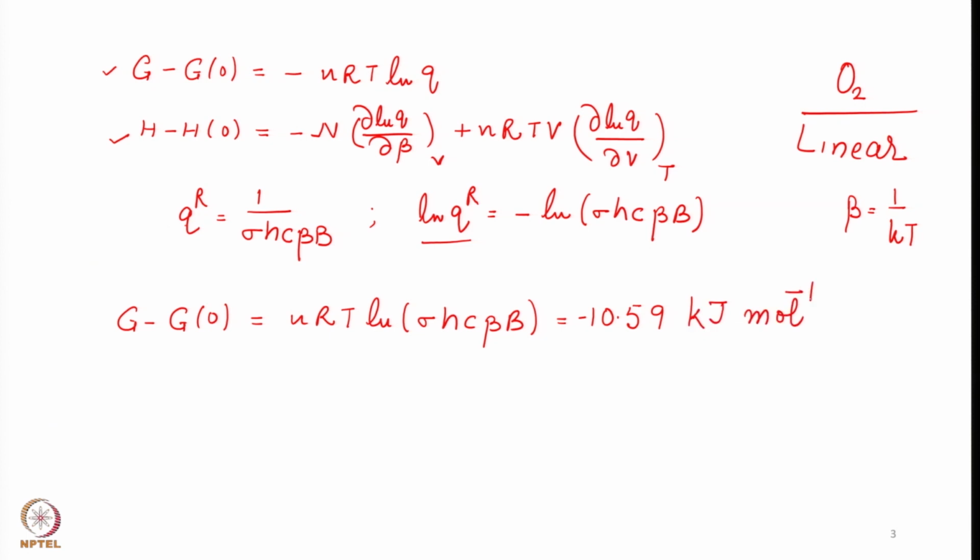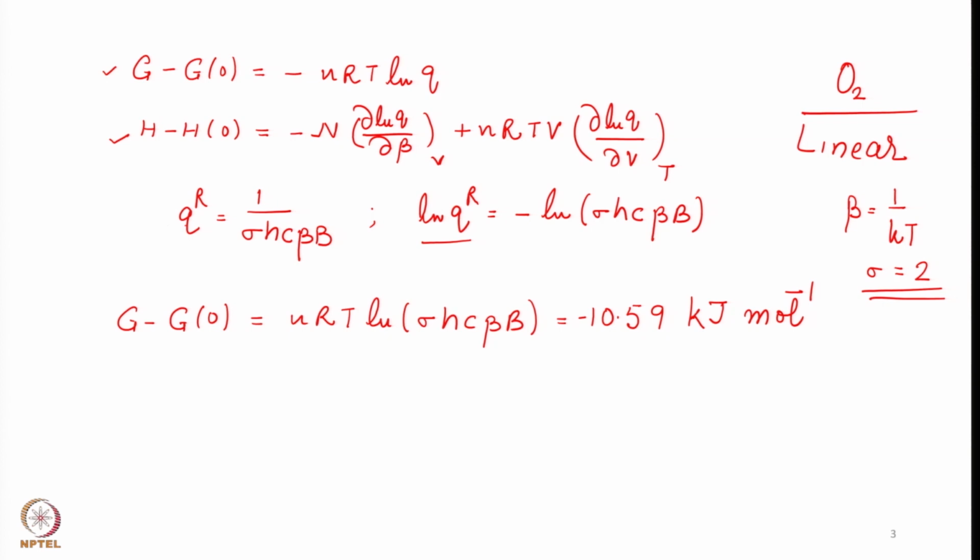We have this contribution of G minus G0. Since oxygen is linear, that means for oxygen sigma is equal to 2, because a 180 degree rotation leaves the molecule in an indistinguishable state. Substitute all the values and get the number.